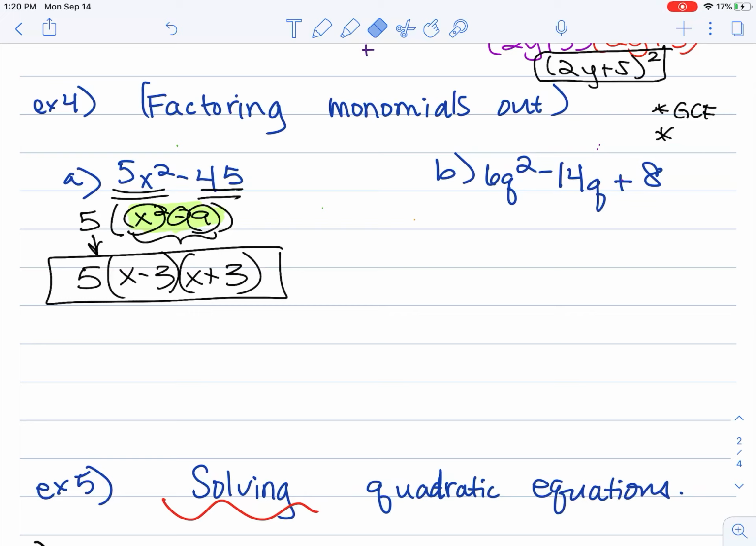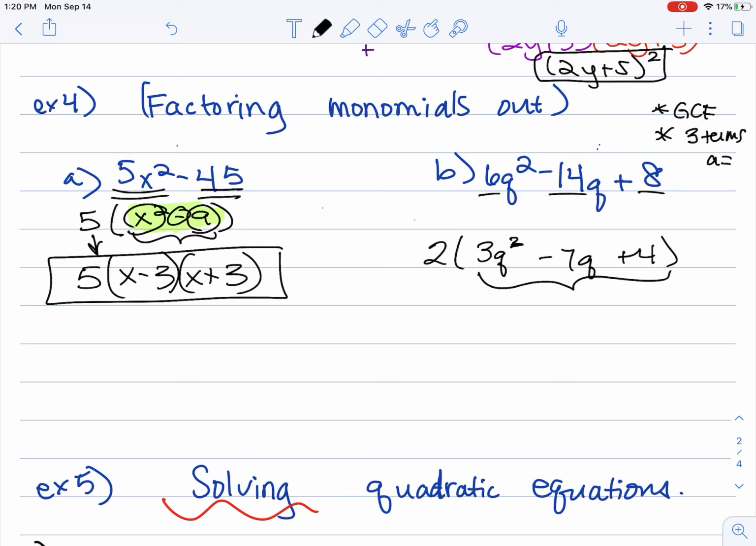Okay, how about this next one? If we're going to factor this, we again have to look for our GCF. Is there a GCF for 6, 14, and 8? There is. We can pull out a 2. And we're left with 3q squared minus 7q plus 4. Now there's 3 terms, and if there's 3 terms, what's the value of A? So our value of A in this case is 3. So we're going to have to use X grouping.